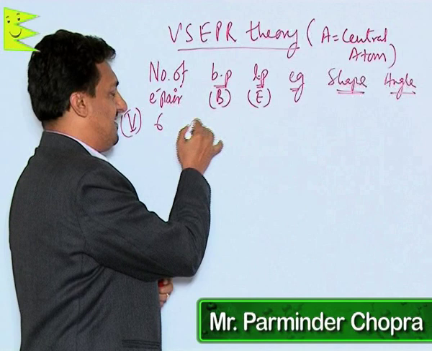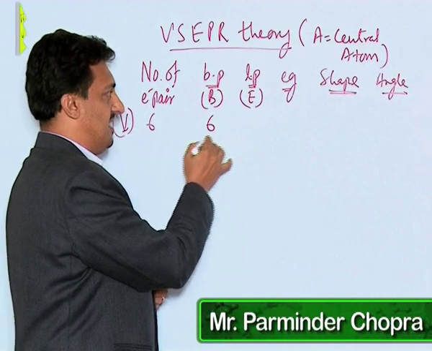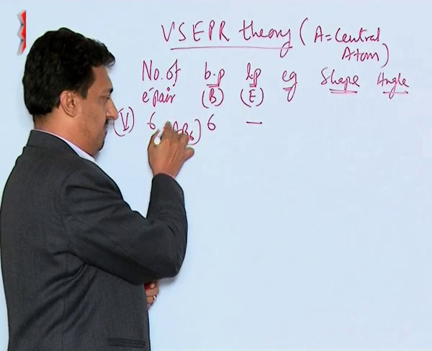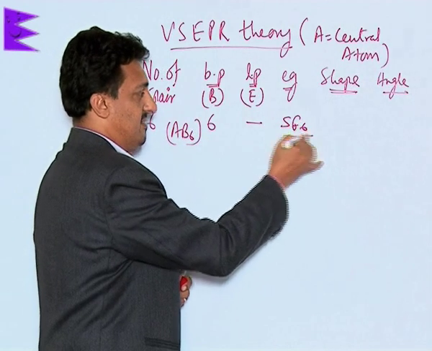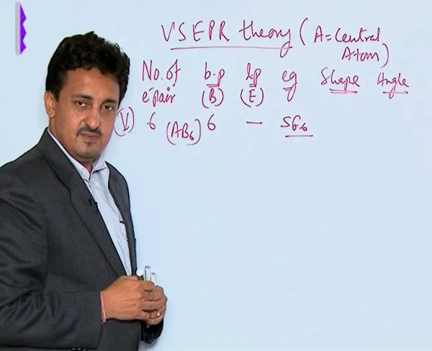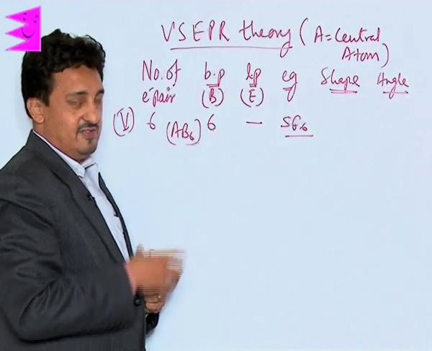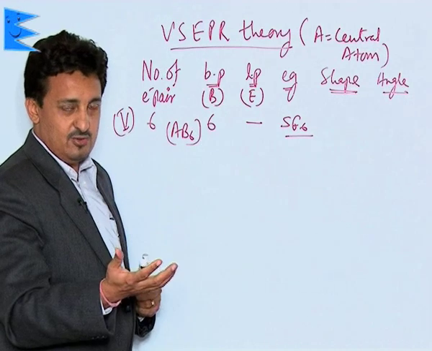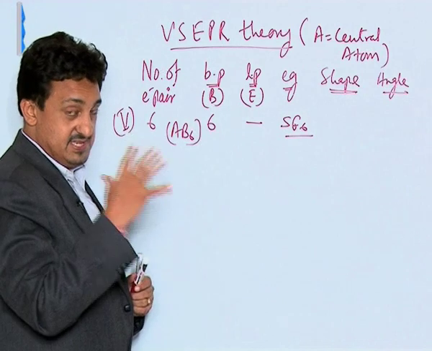Out of these 6, let's take the first case in which all 6 are bonded pairs, none of these is a lone pair. So it's an AB6 type. The best example is sulfur hexafluoride. Now in this case we know sulfur has 6 valence electrons. All of these 6 are bonded to 6 fluorine atoms, so sulfur has 6 pairs.